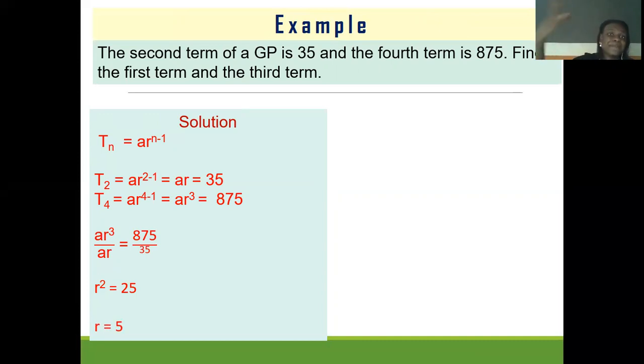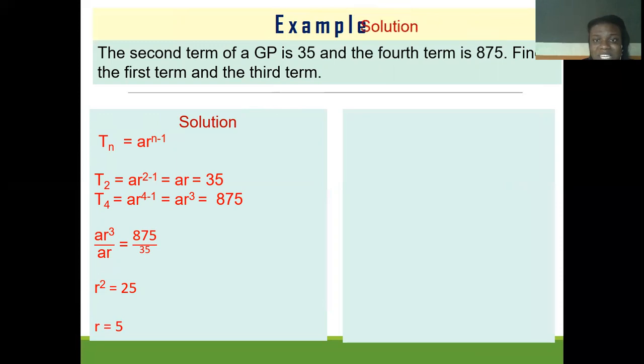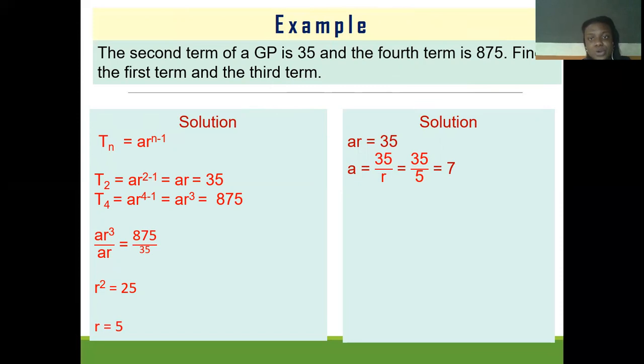That takes us a step further now. The first term is what we need to find. But remember that AR is 35. So if AR is 35, it means that A will be 35 over R, right? So 35 over R is 35 over 5, so our A is 7. So our first term is 7. We've gotten the first part, and our first term is 7.